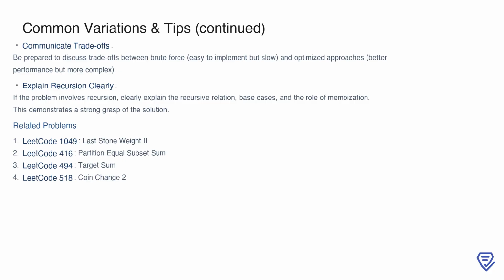Additionally, it's helpful to familiarize yourself with related problems that have similar structures or techniques. For example, LeetCode problems like 1049, 416, 494, and 518 all involve variations of combinatorial optimization and can provide valuable practice for honing your skills.